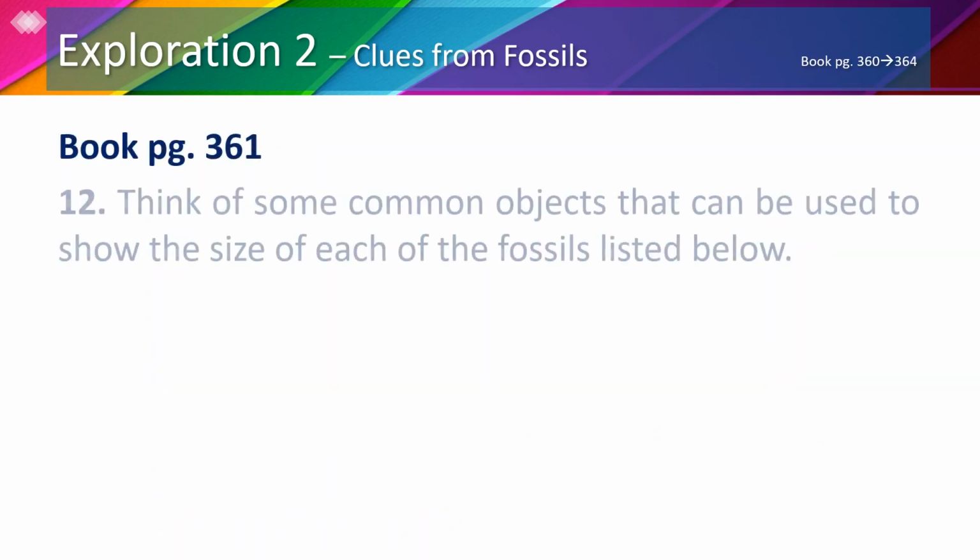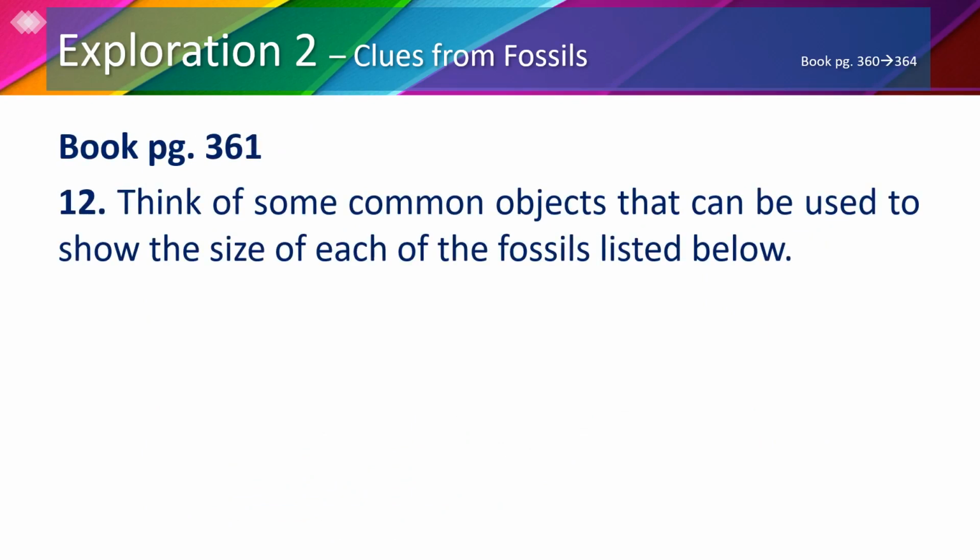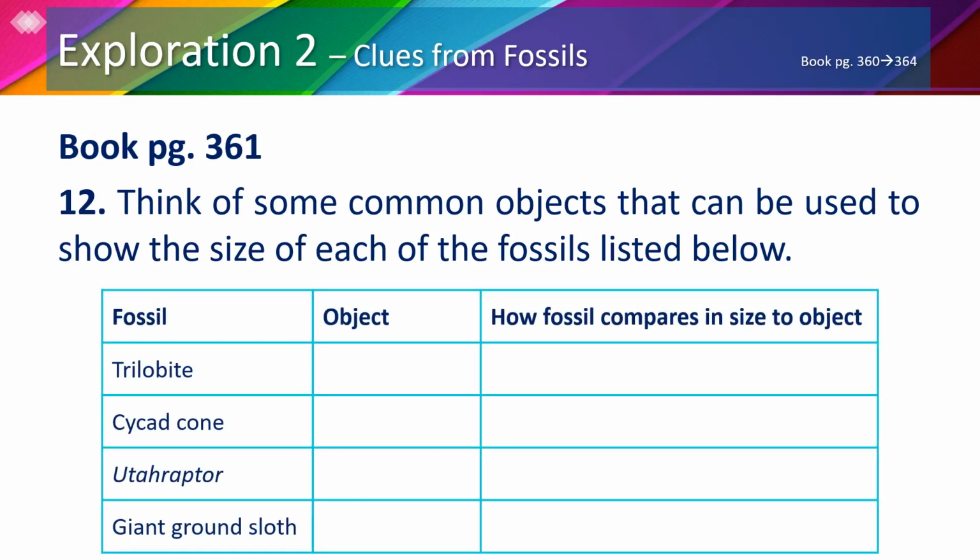On page 361, number 12, we're going to think of some common objects that can be used to show the size of each of the fossils listed below, which are the ones we just saw in the picture with the school bus. So we have the trilobite, the cycad cone, the utahraptor, and the giant ground sloth.